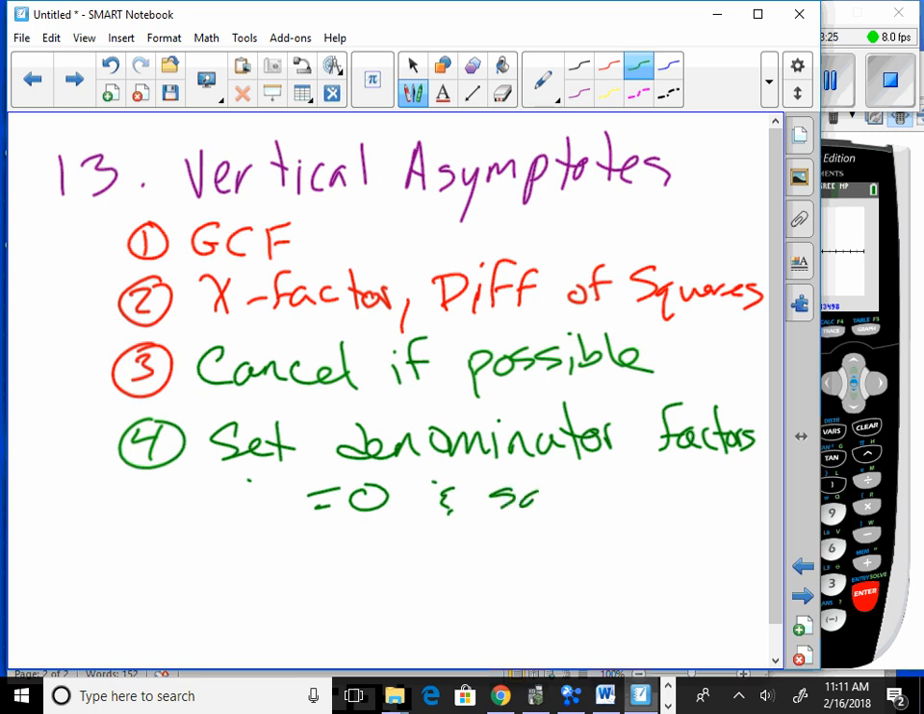Now you're only going to set the factors on the denominator that contain a variable. So if you pulled out a GCF that was just a constant, like say 3, if that doesn't contain a variable, you're not going to set it equal to 0. So it's only the denominator factors that contain variables that get set equal to 0.